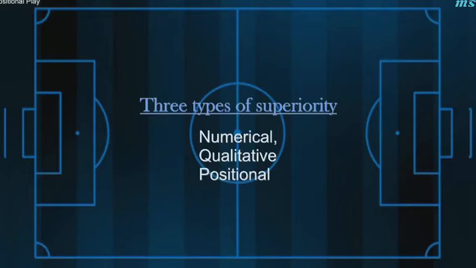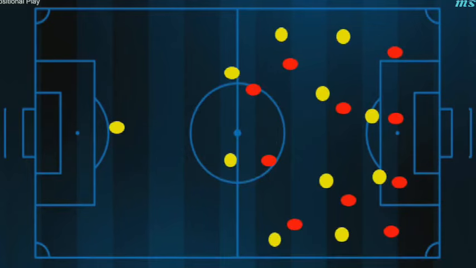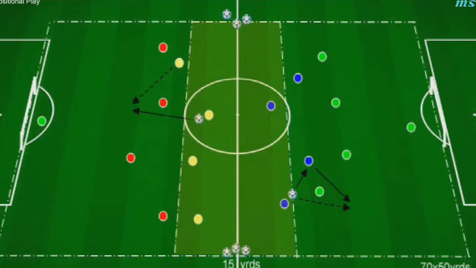As we referred, there are three types of superiority: numerical, qualitative, and positional. Numerical superiority is an overload in any area of the pitch. Qualitative superiority is when a player who is superior to the target opponent eludes them in a 1-1 situation.